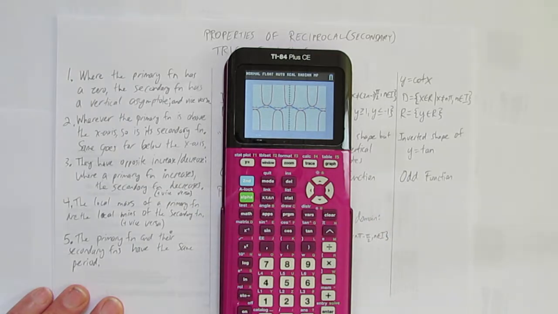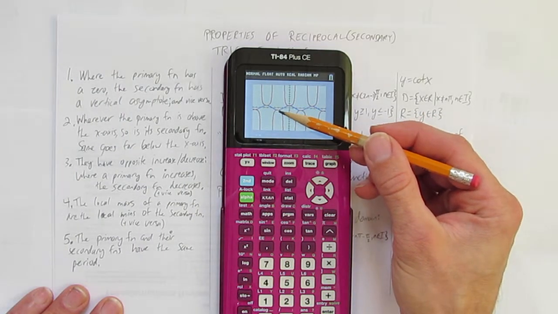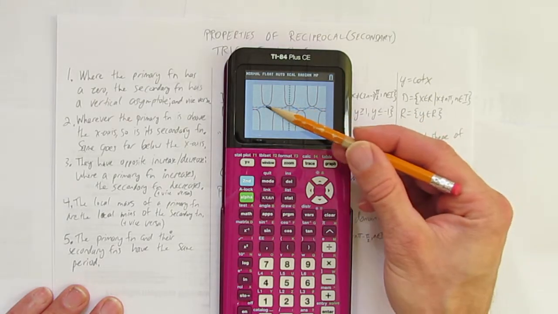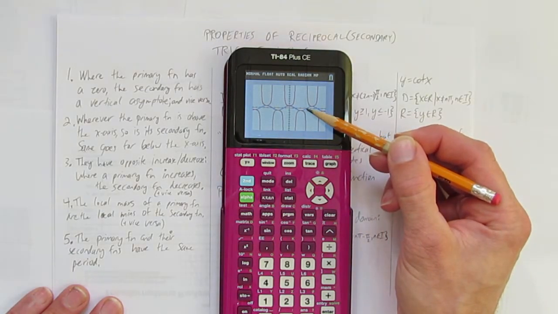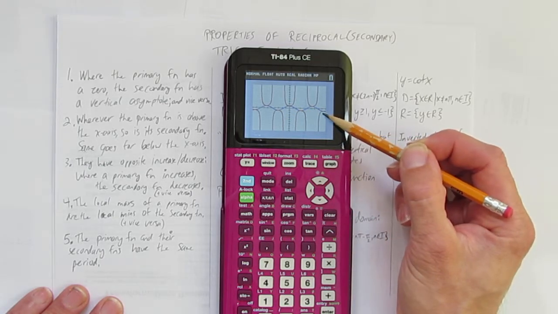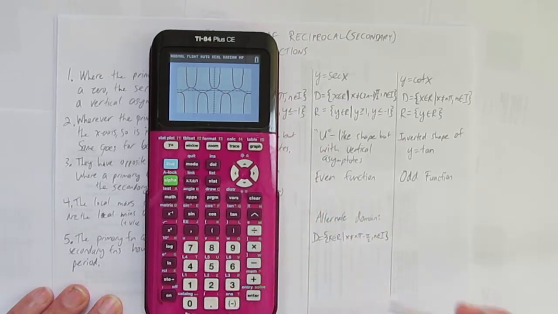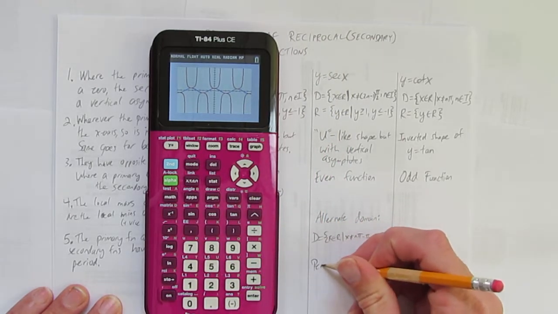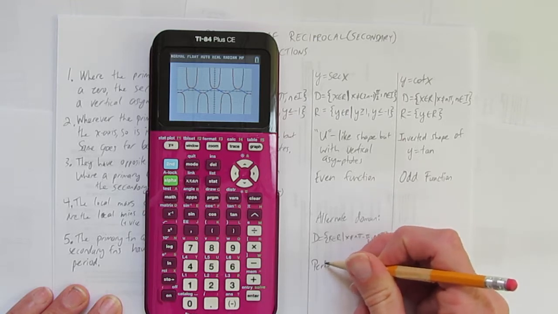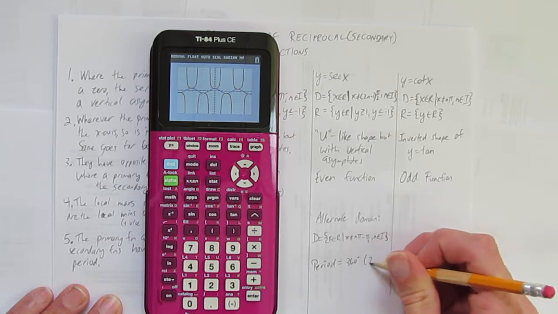Notice that when red's going down, blue's going up, and when blue's going down, red's going up. That's number 3. Notice that all the primary local maxes, like here, here, and here, are secondary local mins, and all the primary local mins are secondary local maxes. Oh, and one last one. The primary functions have the same period as their secondary functions, so I should write that in here. The period of secant is just like the period of cosine, which is 360 degrees, also known as 2 pi.